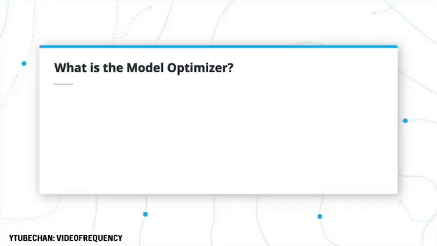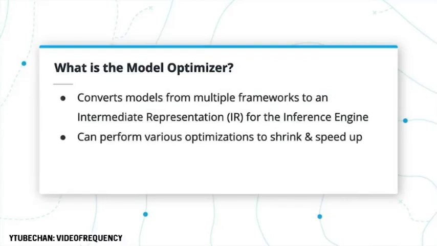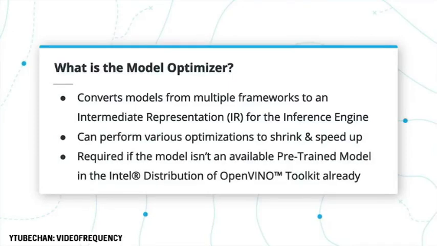The model optimizer helps convert models in multiple different frameworks to an intermediate representation, which is used with the inference engine. As part of the process, it can perform various optimizations that can help shrink the model size and help make it faster. Now, if you're not using one of the pre-trained models we covered in the last lesson, this is a required step in order to use the inference engine.